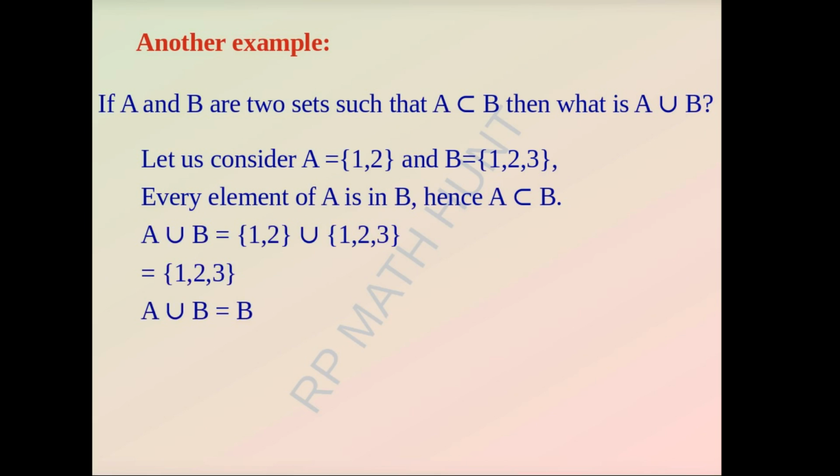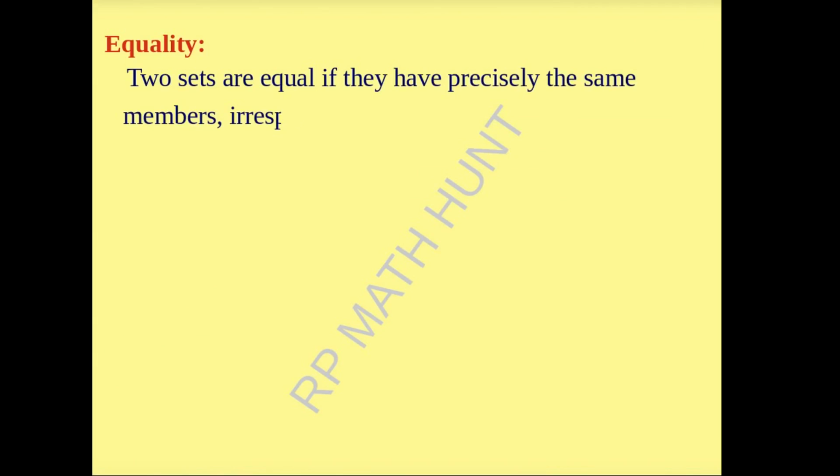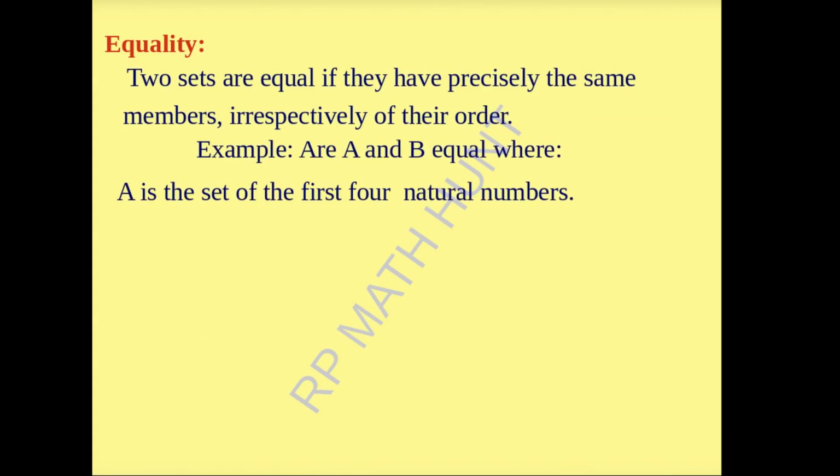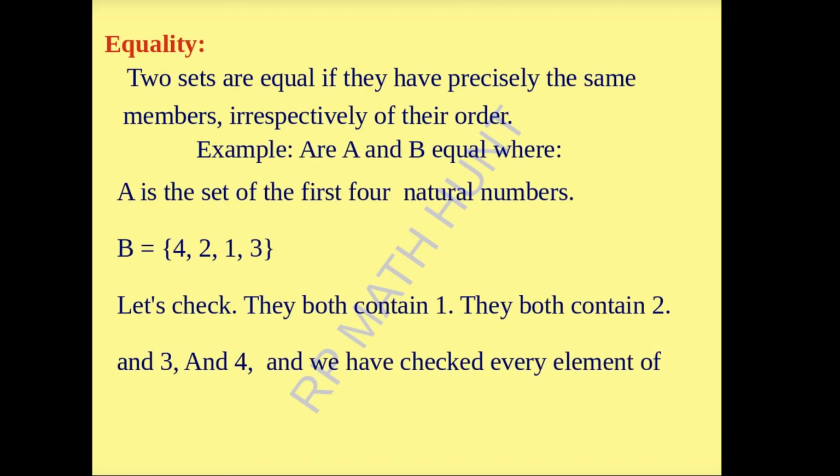Now, equality of sets. Two sets are equal if they have precisely the same members, irrespective of their order. Example: are A and B equal, where A is the set of the first four natural numbers and B is {4, 2, 1, 3}? Let us check. They both contain 1, they both contain 2, 3 and 4. We have checked that every element of A is in B. So, yes, they are equal.